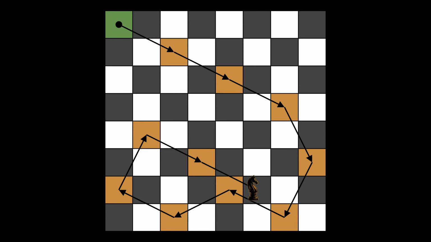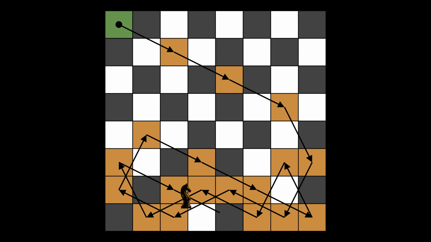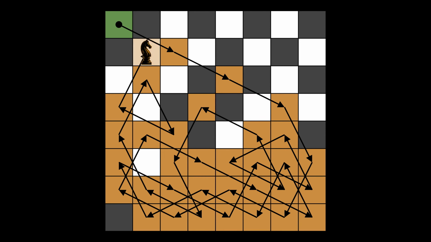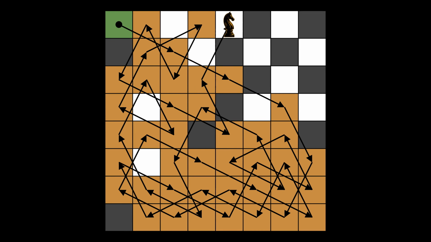An interesting and very old question regarding the knight is whether it can start at an arbitrary square and then visit all squares on the chessboard exactly once. Such a sequence of moves by the knight on a chessboard is called a knight's tour.